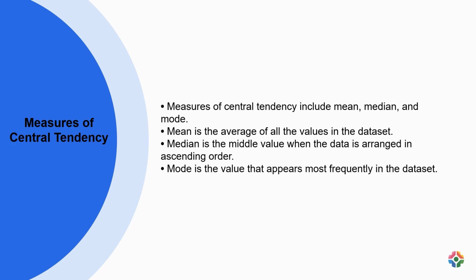The median is the middle value when the data is arranged in ascending order. For example, for the set of values 3, 5, 9, 12, 18, the median is 9. The mode is the value that appears most frequently in the dataset. In the set 3, 5, 9, 9, 12, 18, the mode is 9 because it appears twice, which is more frequent than any other value in the dataset.